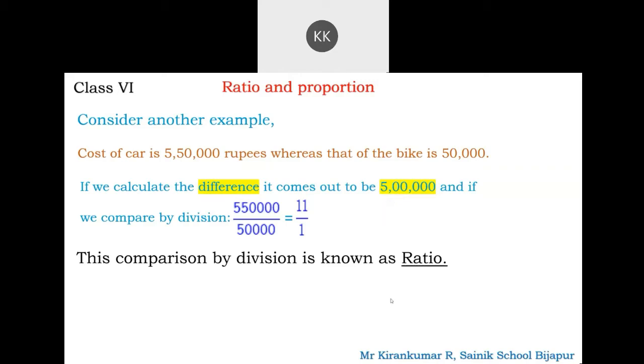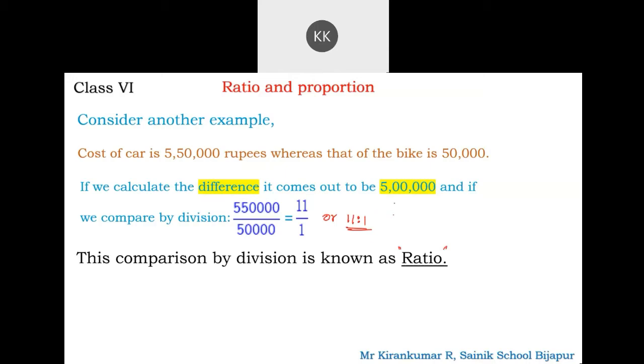We can compare by means of division also. When we divide, we get 11 by 1. We say that this is in the ratio 11:1. It means the car price is 11 times the cost of a bike. This way of comparison by division is called ratio. So ratio is nothing but comparison by division. Is that clear to everyone?